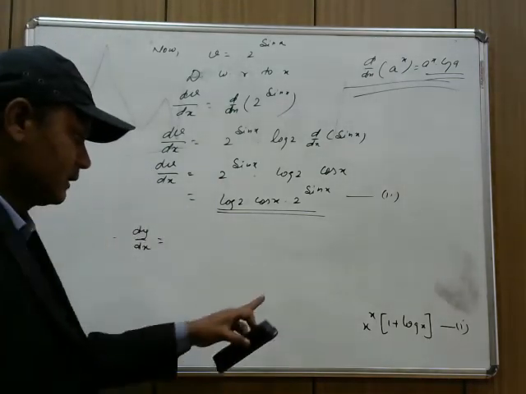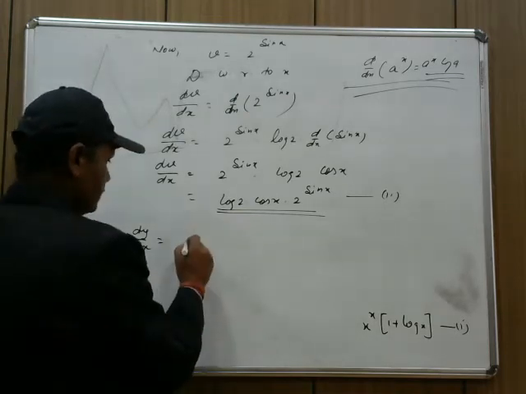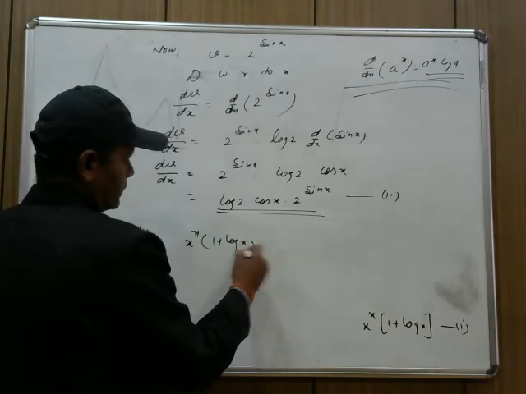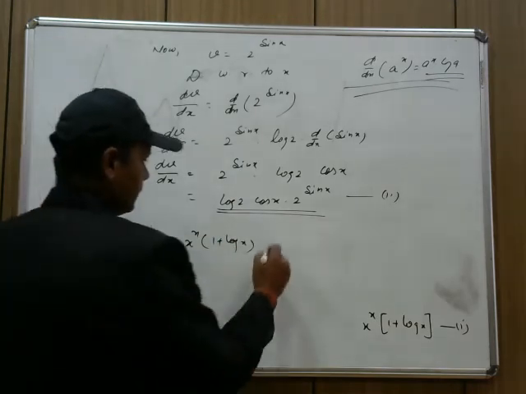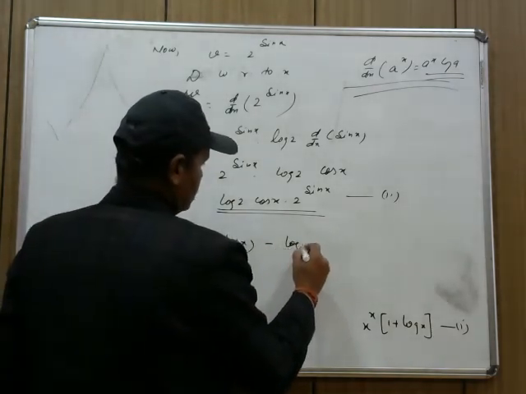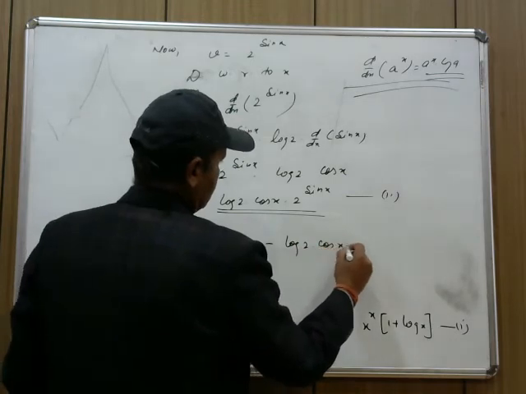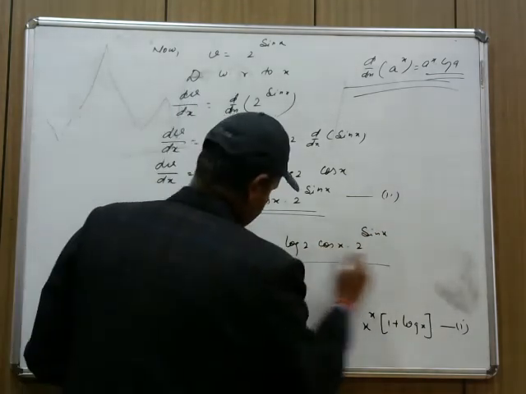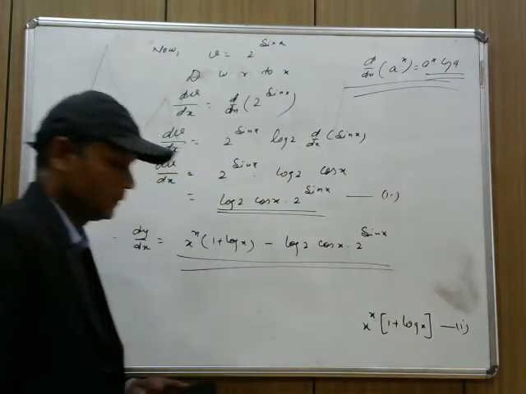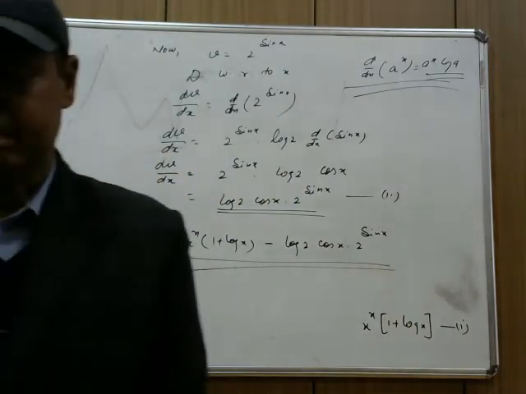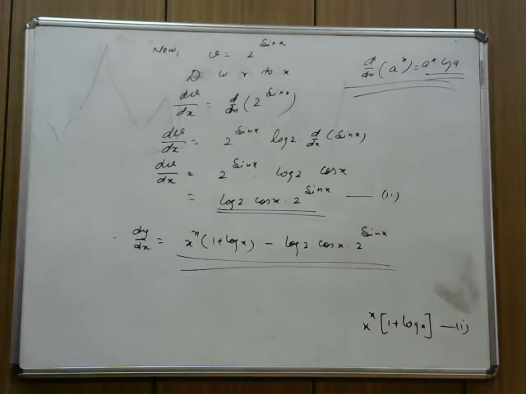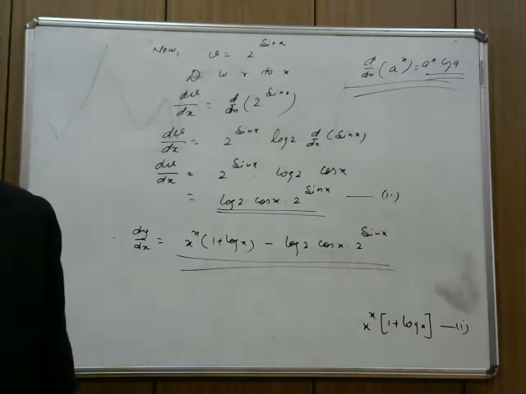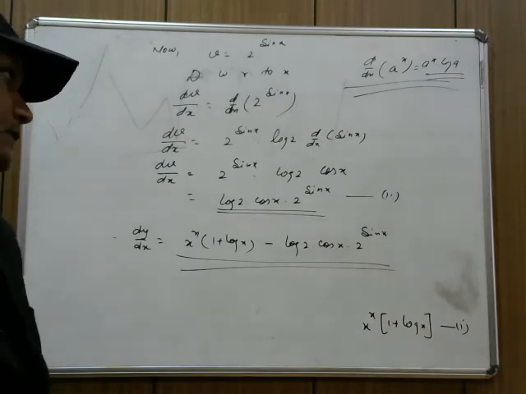The first derivative we have written: x to the power x in bracket 1 plus log x, minus log 2 into cos x into 2 to the power sin x, and this is the answer, right? x to the power x into 1 plus log x minus log 2 into cos x into 2 to the power sin x.